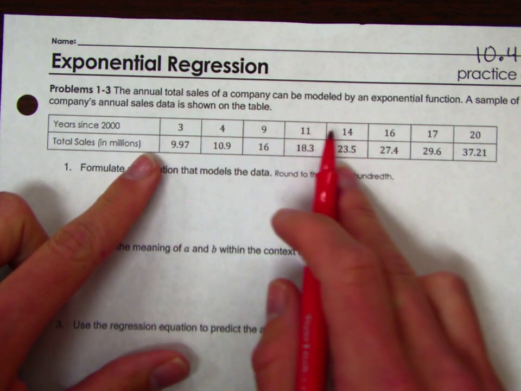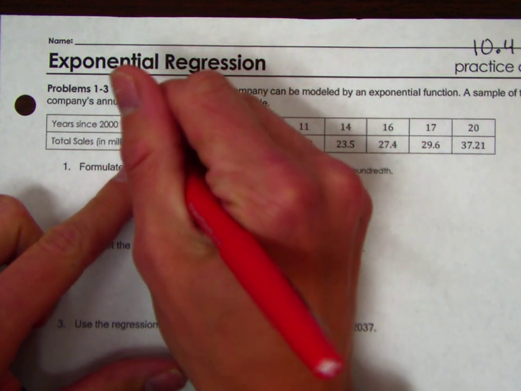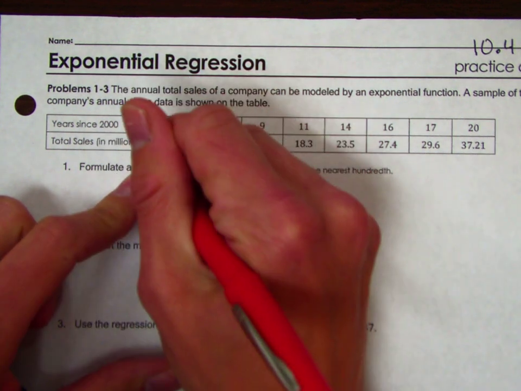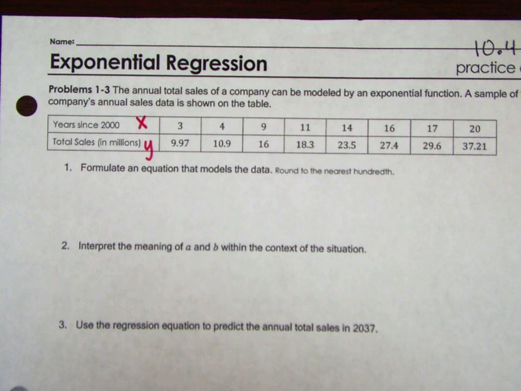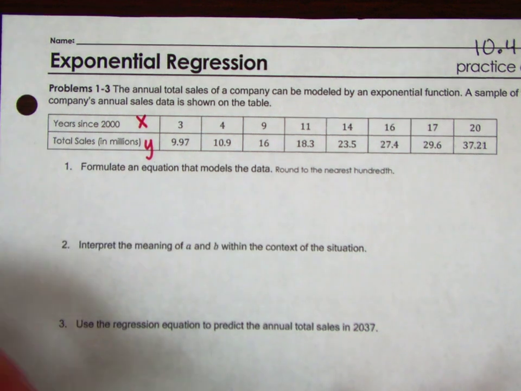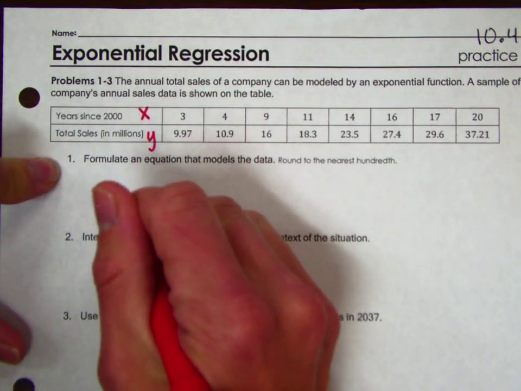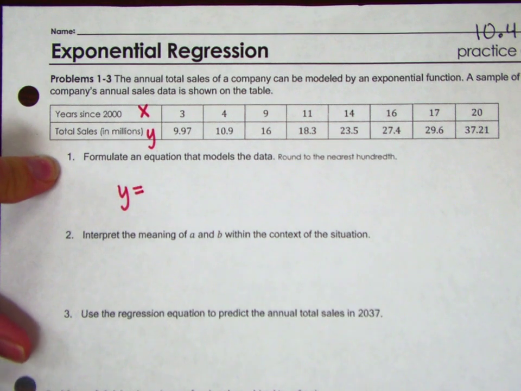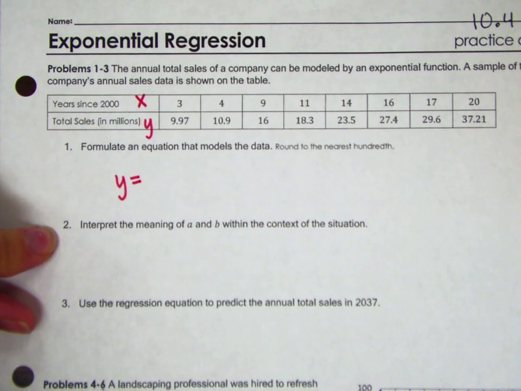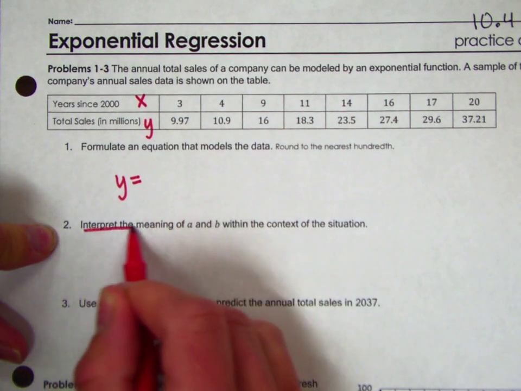number 1, it's going to give you a table. So all of this top row you're going to put into your X column. The bottom row is going to go into your Y column. So just be careful that you're typing all of those in. On question 1, you are formulating an equation. On question 2, we're interpreting the meaning.